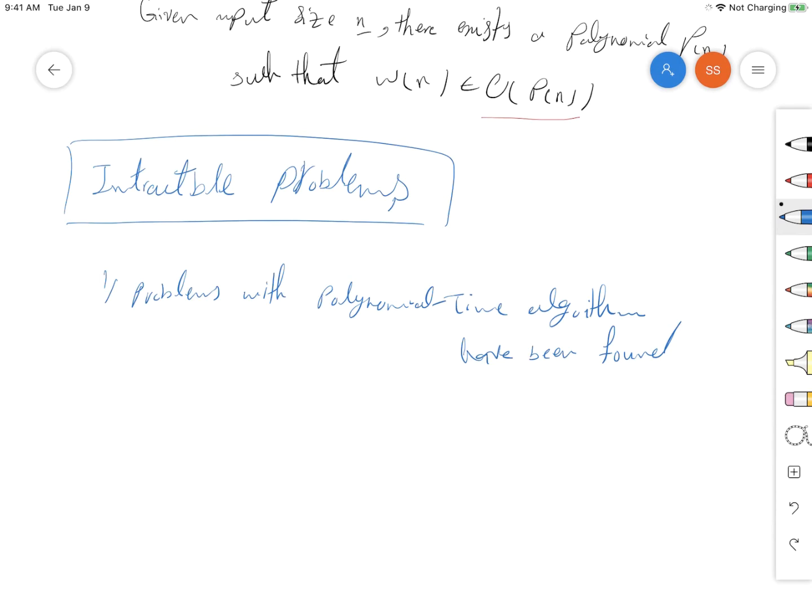Such problems are, for example, the sorting problem, the search problem, or the minimum spanning tree, and there are also some other problems placed in this category. So this is the first one, problems that we already found a polynomial time algorithm for.